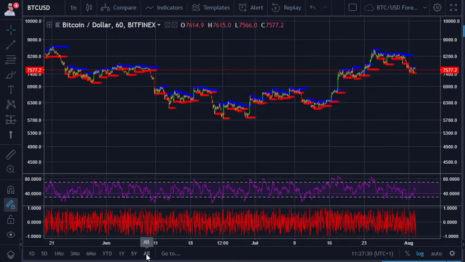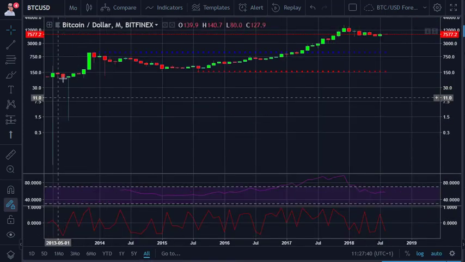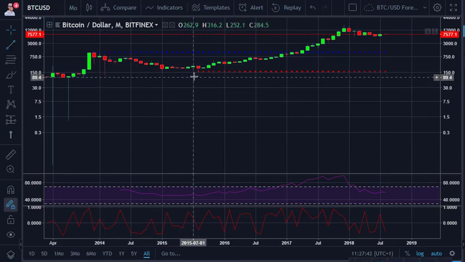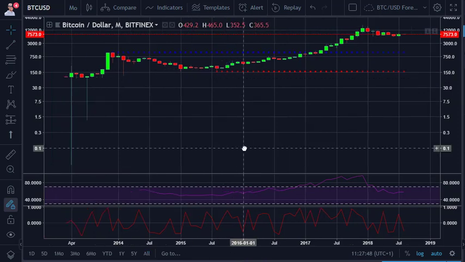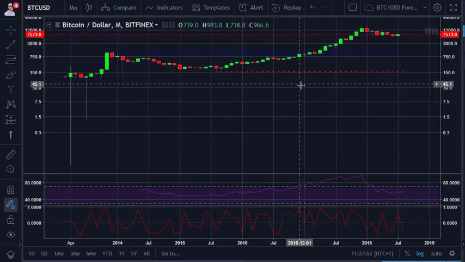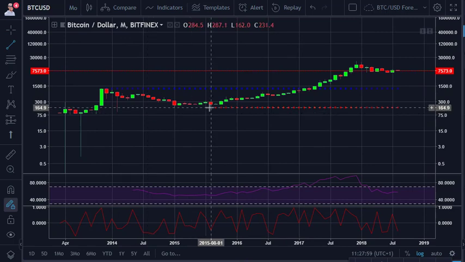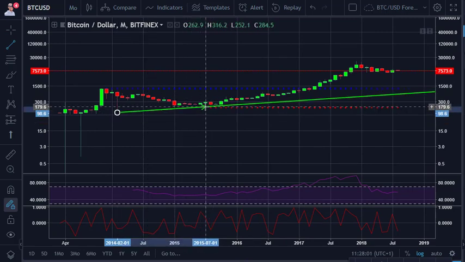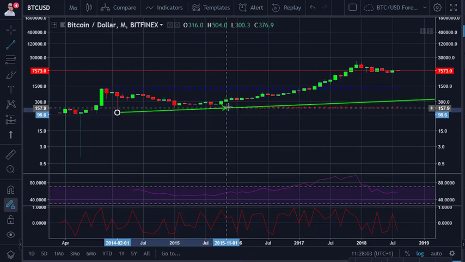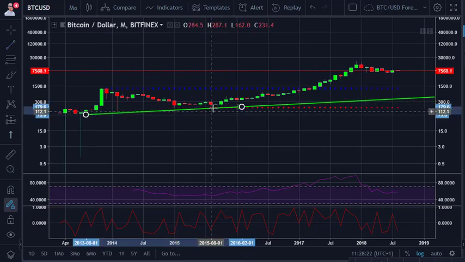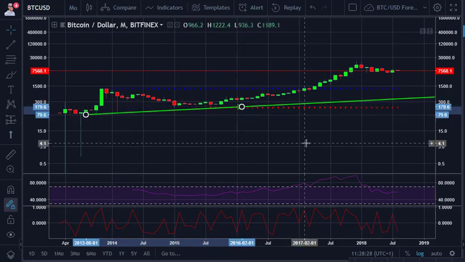And let's zoom out to the all-time chart. And hopefully you can see that we do have a trend line. Let's move it down a little. Take auto off and move it down. We do have a trend line, which I think goes from there to there. So we did see a few touches of this line. It's been tested a few times historically.